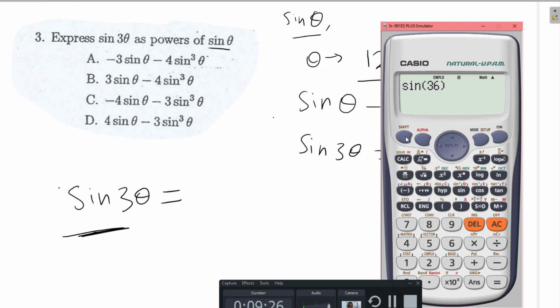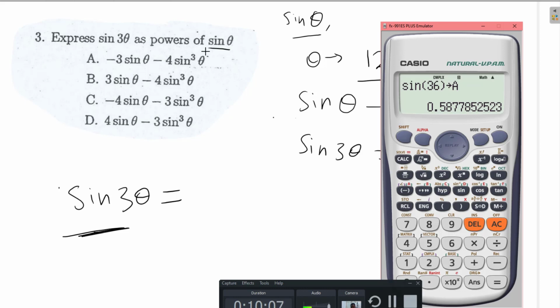To save an answer in one of the memory spaces, we have many: A, B, C, D, E, F, X, and Y. To save this in A, we press shift to access STO. STO is for store. RCL is for recall. If you want to recall one of the values stored in these memory spaces, use recall. If you want to store a value, use store. So shift store, and then we press A. Now sine 3 theta, or sine 36, has been stored in our memory space A.